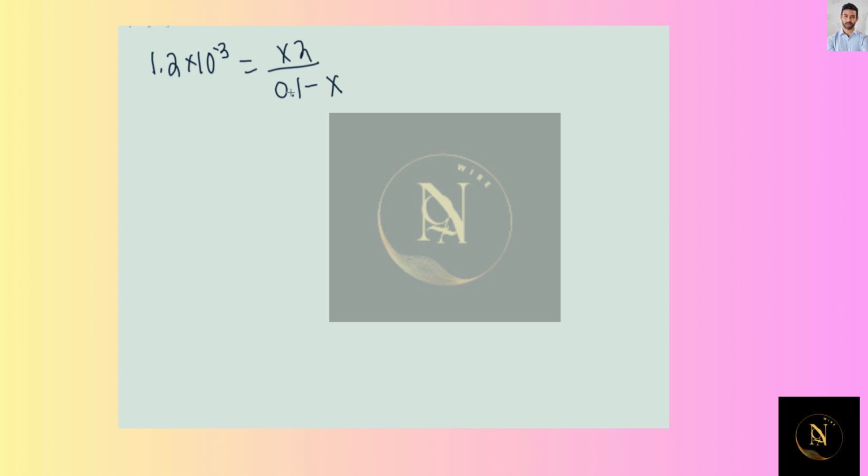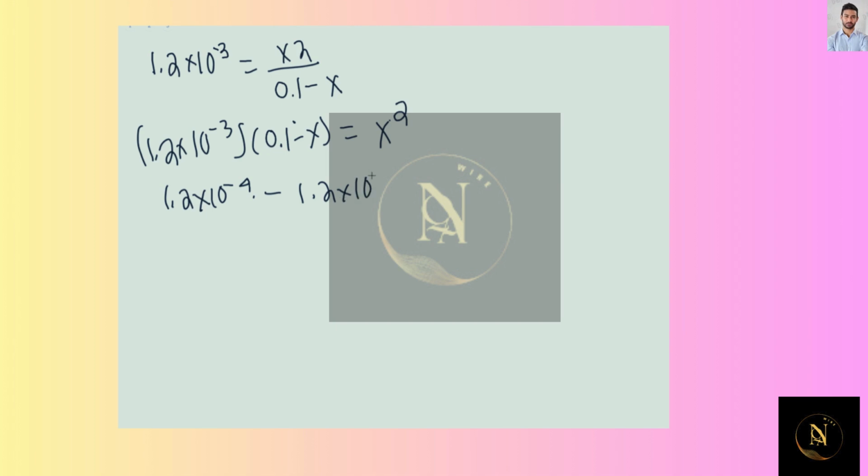So what we're going to do is multiply 1.2 times 10 to the negative third by (0.1 minus x), which is equal to x squared. When we multiply that out, we get 1.2 times 10 to the negative fourth, and then minus 1.2 times 10 to the negative third x, is equal to x squared.